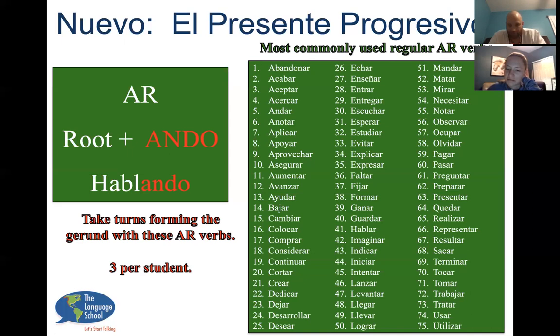Fijando. And do you know what fijar means? No. Fijar is like to check. Voy a fijar is like I'm going to check. Fijando. So I'm checking. Quedar. Quedar means to stay. So quedando. Muy bien. Lanzar. Lanzar means to launch, to start or to launch. Lanzando. Muy bien, Carly. Perfecto.